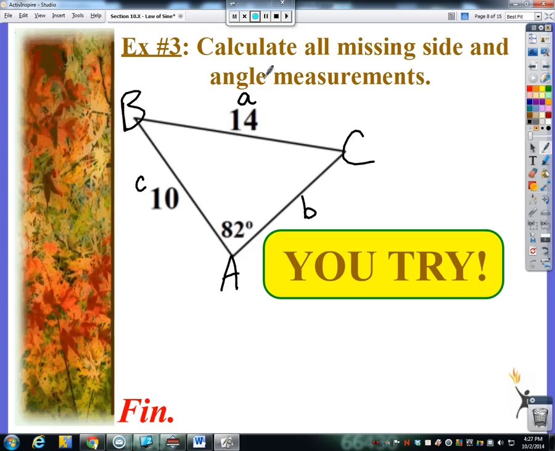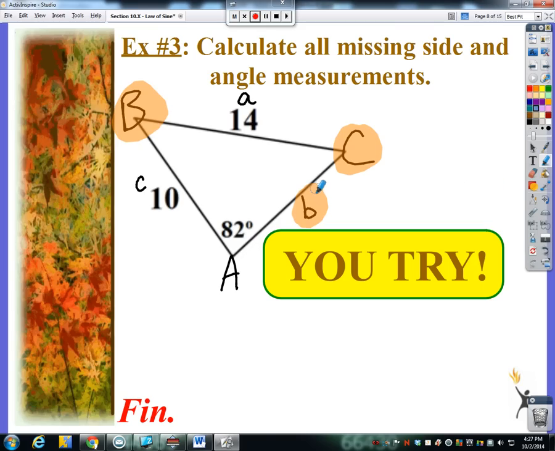So in this problem, you're not just figuring out one thing, you're figuring out all missing side and angle measurements. So you have 3 things to figure out here, which means you could use the law of sines multiple times. So you're going to need to figure out what is angle B, what is angle C, and what is side B. And I'll give you a little hint here about where you need to start.